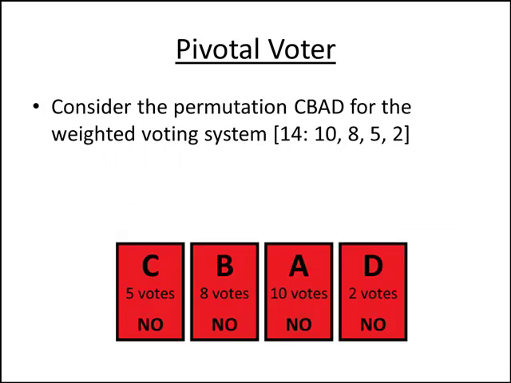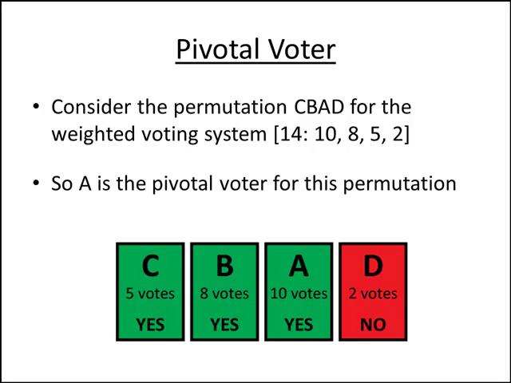So we're going to start with everybody voting no, and then we'll start with C switching its vote from no to yes. But that only gives us 5 votes in favor, and the quota of 14 tells us that we need 14 votes in favor in order for this legislation to pass. So we go down the line and we say, let's change B's vote from no to yes. Now we have 5 plus 8, which is 13 votes in favor, but that's still not quite enough, so we keep going. Now we change A's vote from no to yes, and now we have 23 votes in favor, which is well more than we need to make this legislation pass. So A was the pivotal voter. A was the one who, when we changed its vote, made the legislation go from not passing to passing.